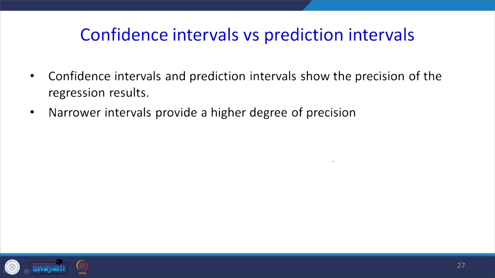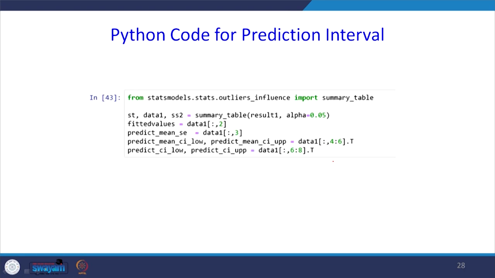Now, confidence interval versus prediction interval. Confidence intervals and prediction intervals show the precision of the regression result. Narrower intervals provide a higher degree of precision. So, after doing regression analysis, when you plot the confidence and prediction interval, it has to be narrow. If it is wide, it means the model is not a good model. Now, we will use Python to plot this prediction interval and confidence interval.